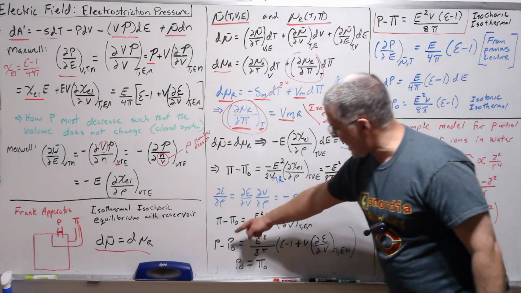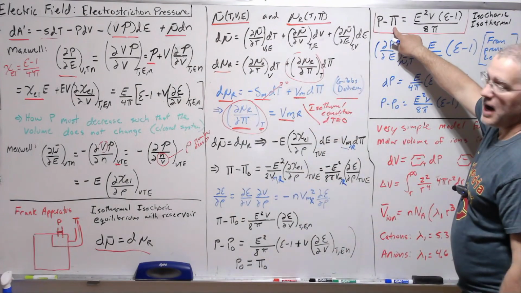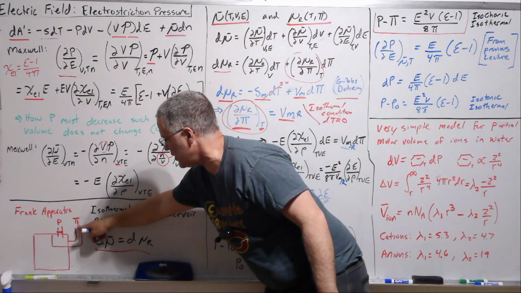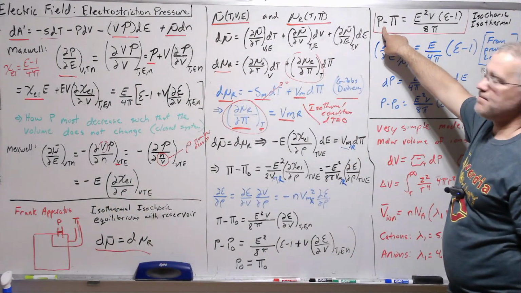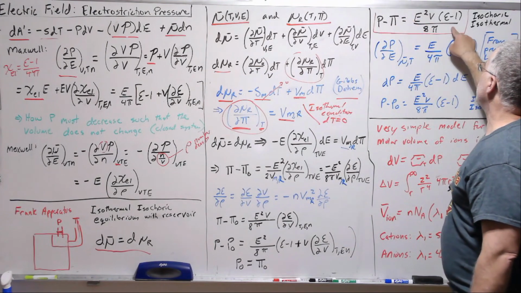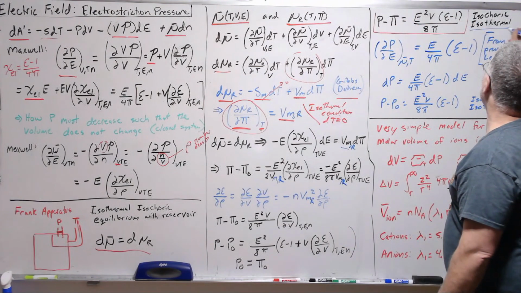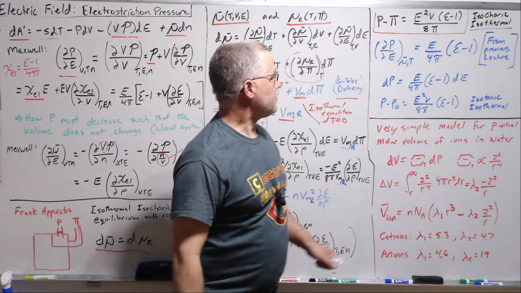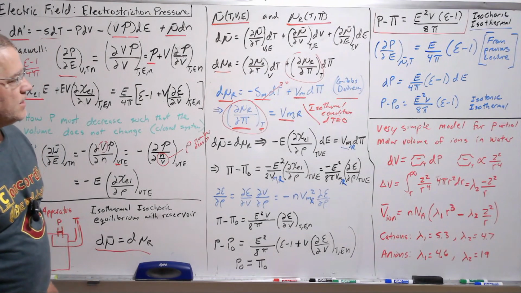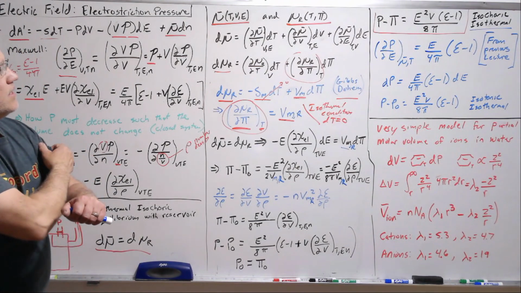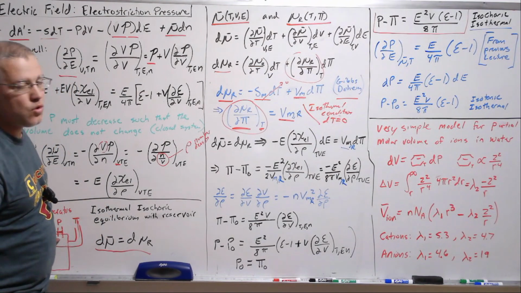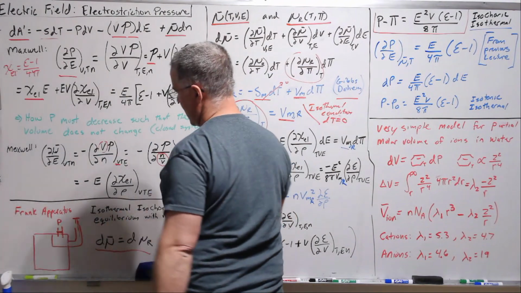And so now let's subtract the pressure outside the field, the pressure on the reservoir, from the pressure on the fluid within the field. So we get P minus pi, and it cleans up very nicely. So this is for isochoric, isothermal conditions. And this represents then the difference in pressure between these because we're trying to hold the volume constant.